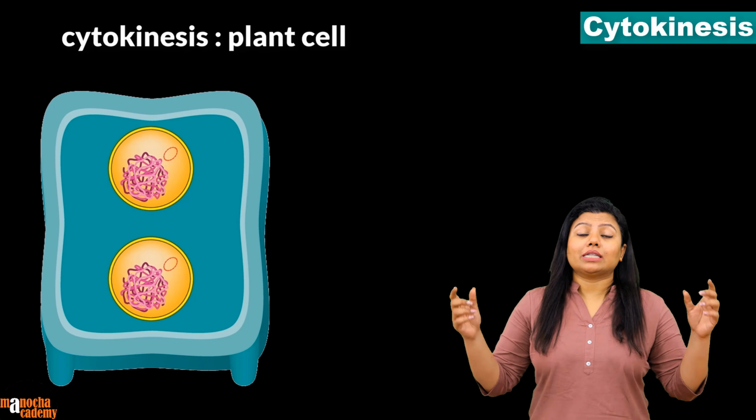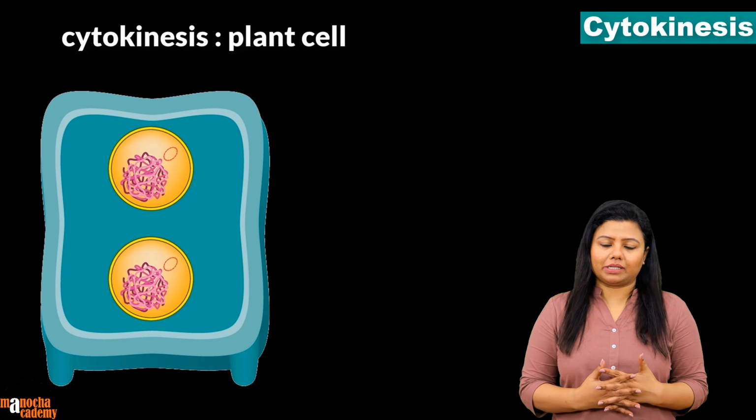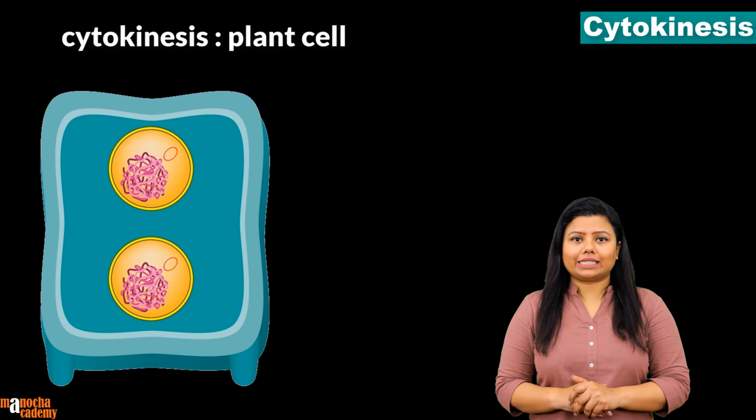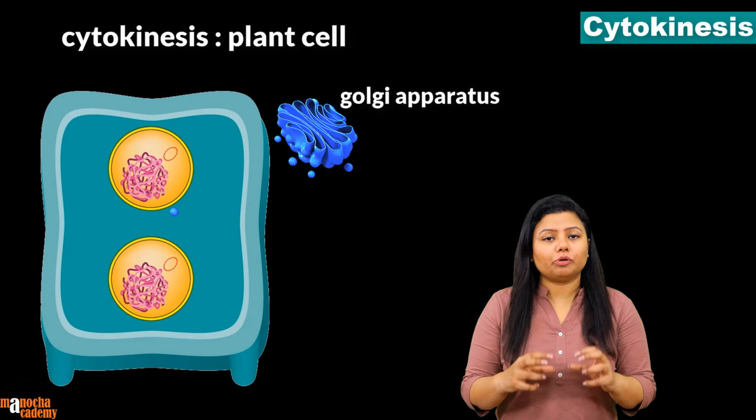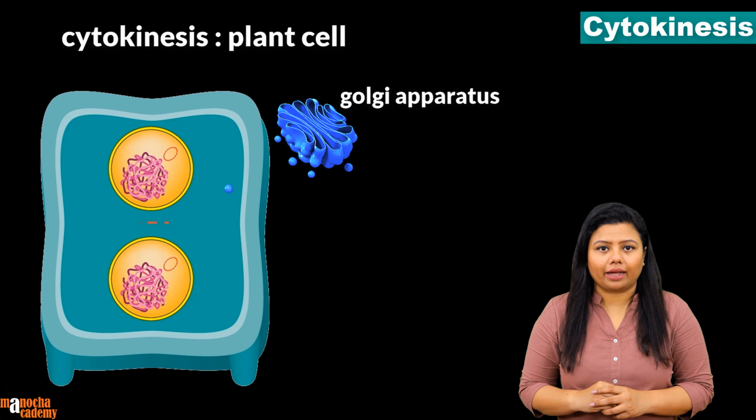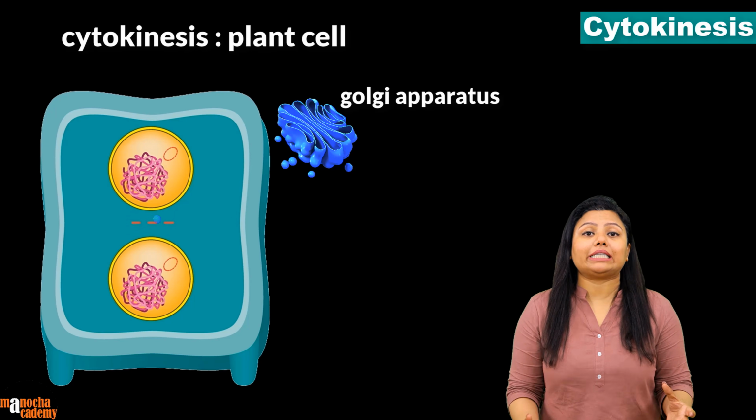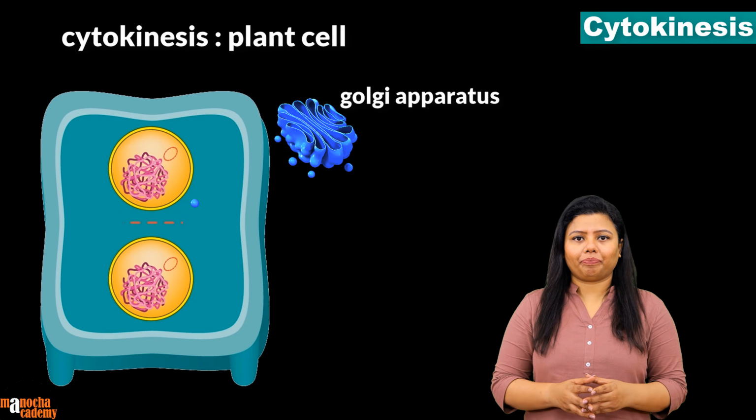Why? Because the cell wall is rigid and therefore invagination cannot be formed from the cell wall. So what is the alternative? The alternative is that during cytokinesis, Golgi bodies come and deposit their content in between the two daughter nuclei. This content first is calcium pectate, which is the primary constituent of the middle lamella of the cell wall.